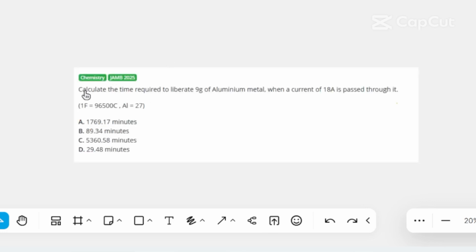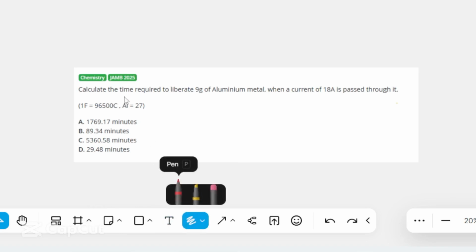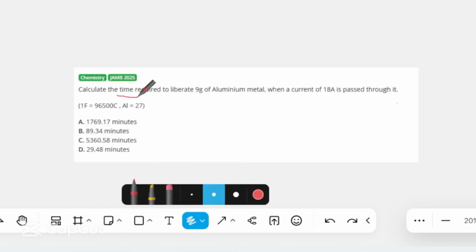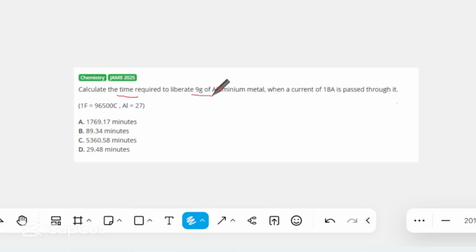The question says, calculate the time required to liberate 9 grams of aluminium metal when a current of 18 ampere is passed through it. So what they're asking you to calculate is the time. They ask you to calculate the time it will require to liberate 9 grams of aluminium metal when a current of 18 ampere is passed through it.